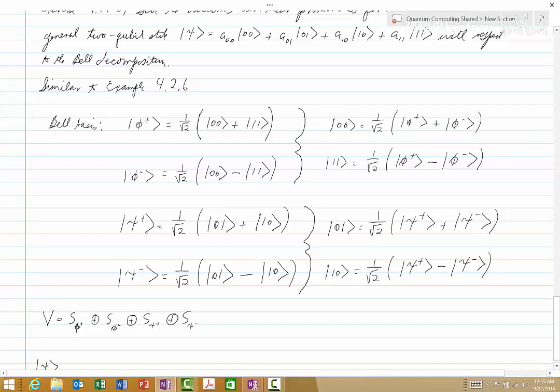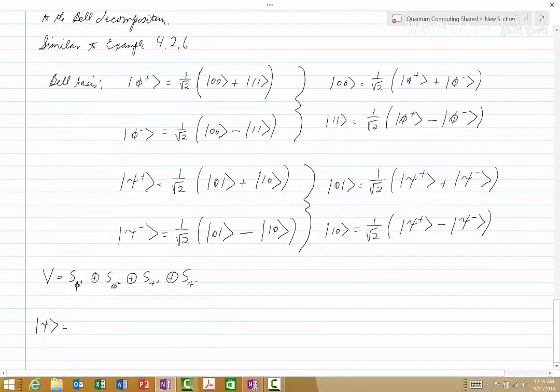And so now that we've observed all of this, we can plug these very useful facts into this equation and rewrite C in terms of the Bell basis. So what we get is the following. C is equal to A00 times 1 over square root of 2 times phi plus plus phi minus, plus A01 times 1 over square root of 2.